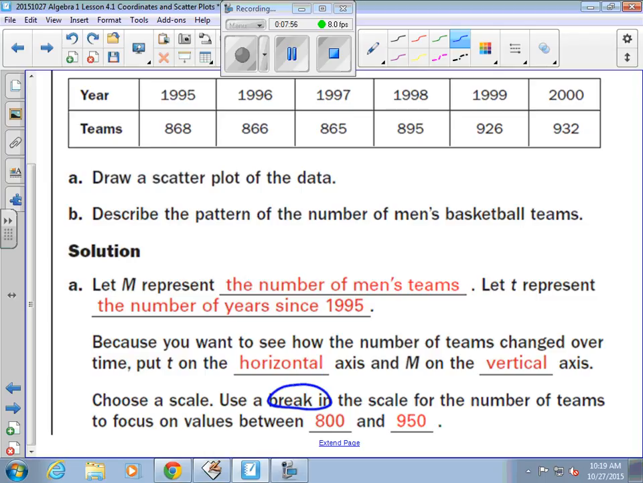Your smallest number was 865, which was actually smaller. So between 800 and the largest number, which is 932, so 950. They just chose a number that was smaller than 865 and a number that was larger than 932.